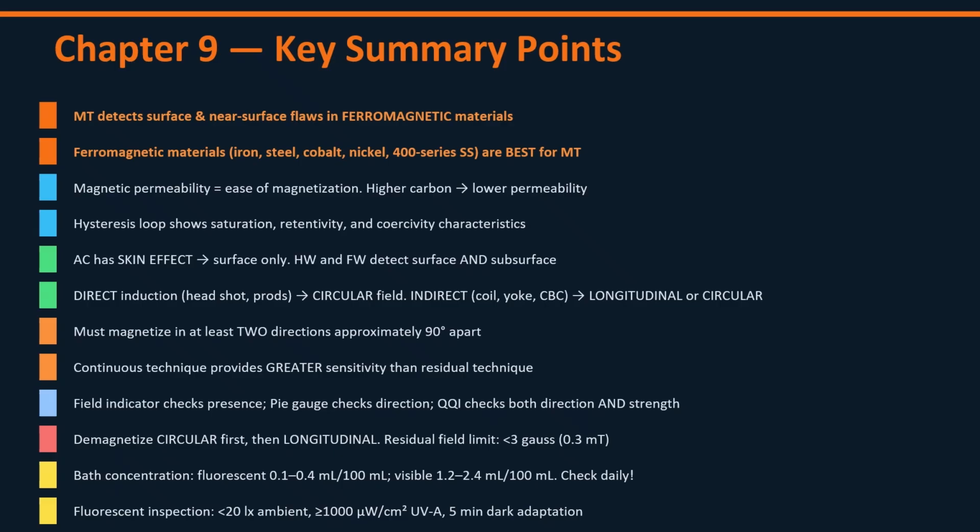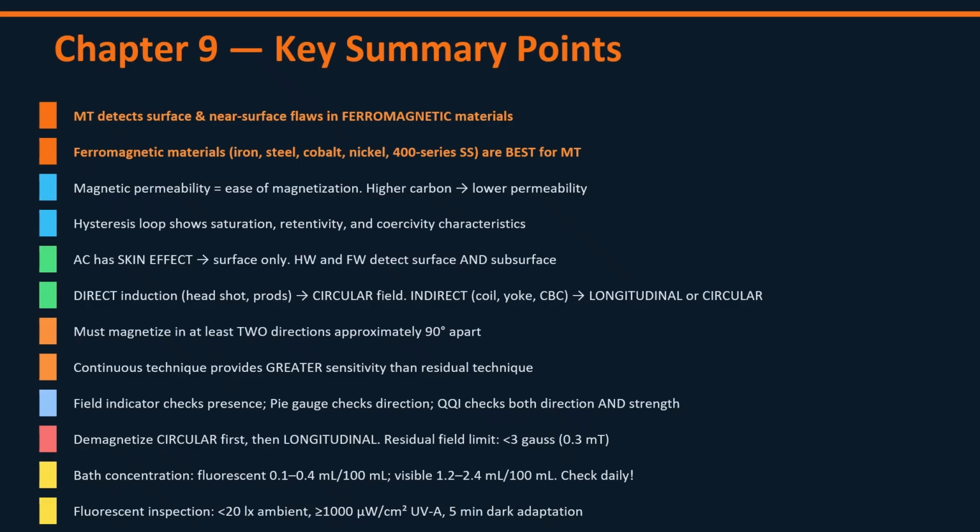Current type controls how the field behaves and how deeply useful magnetization can extend. Field direction controls which discontinuity orientations are detectable. Particle properties control how effectively leakage is revealed. Lighting controls whether the inspector can see the indication. Bath concentration controls consistency. Equipment verification confirms that the intended magnetic field is actually being produced.